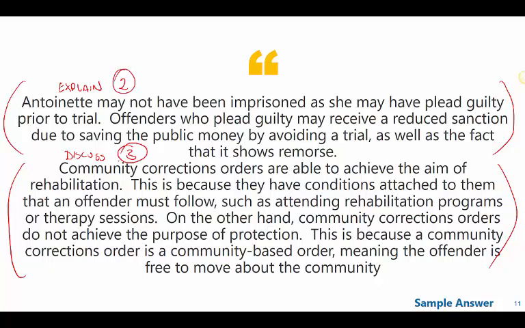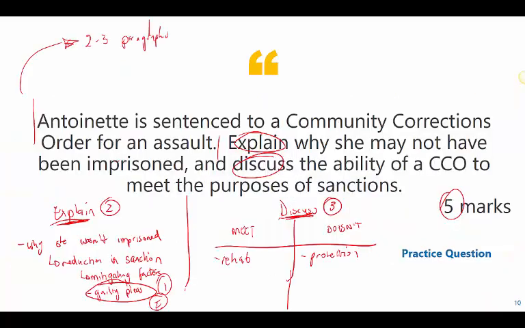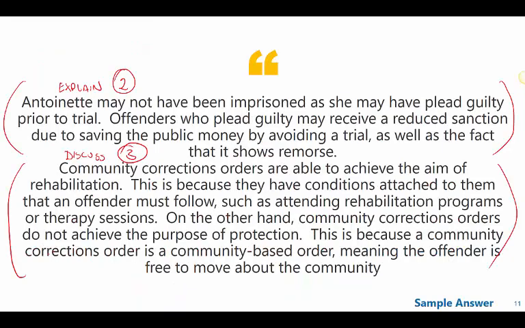So I'm going to focus on the explain section, because the explain section was why she might not have been imprisoned, which is why she might have had a reduction in sanction. Antoinette may not have been imprisoned as she may have pled guilty prior to trial. That is worth a mark because I have identified a reason why her sentence might have been reduced or her sanction might have been reduced.